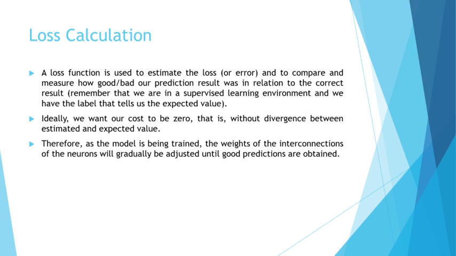So the loss function is generally used for this estimation of the loss or error. Ideally, we want our cost to be zero, that is, without divergence between estimated and expected values. Therefore, as a model is being trained, the weights of the interconnections of these neurons will be gradually adjusted until good predictions are obtained, and that way it can calculate those errors.